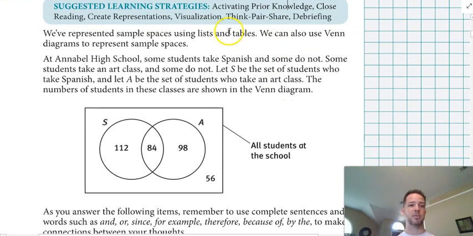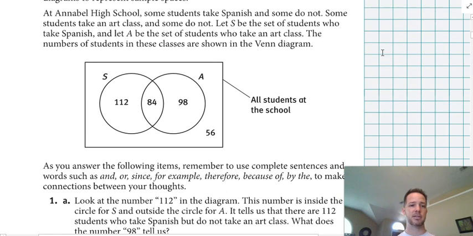So in this first example here, we already hopefully know what sample spaces are using tables. We're going to look at a sample space of students at Annabelle High School. S is going to represent the students that are taking Spanish. A is representing the students that are taking art at the school. And you'll notice they're in the Venn diagram.